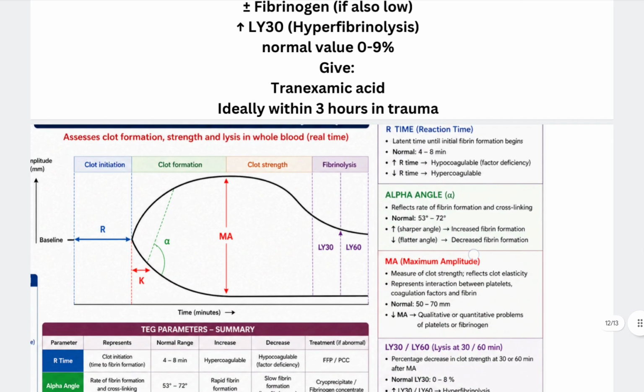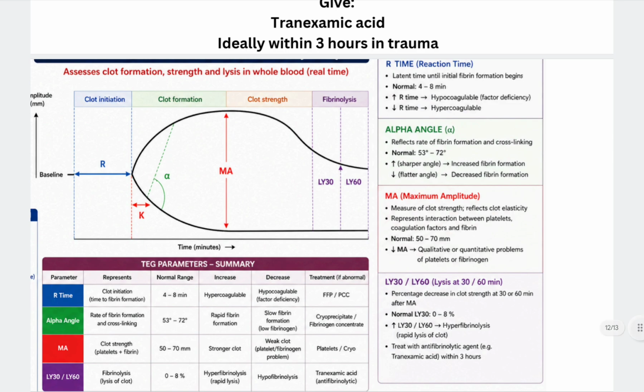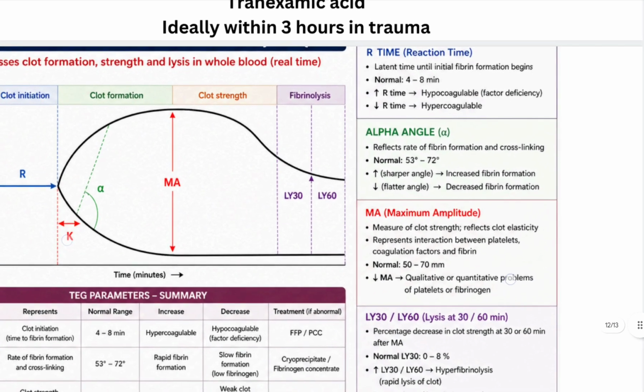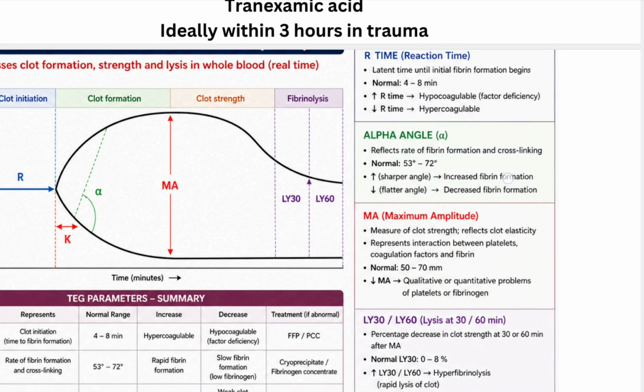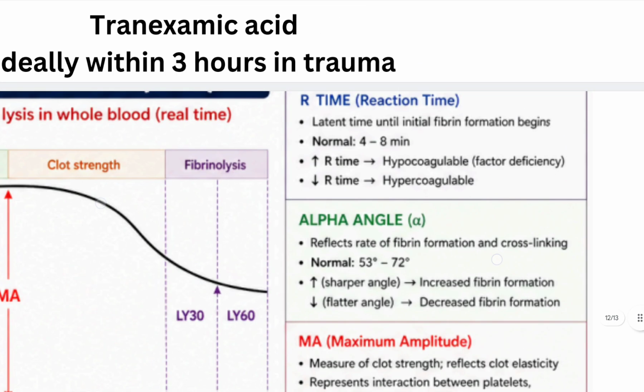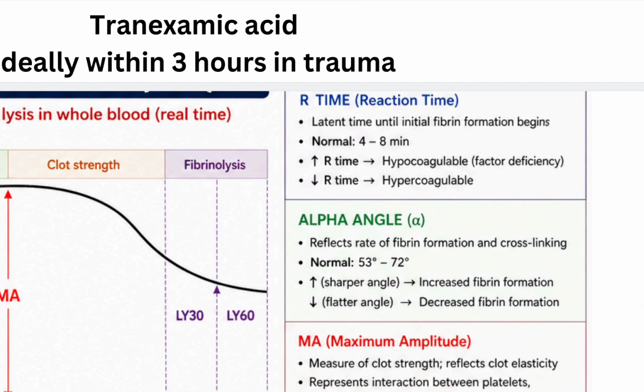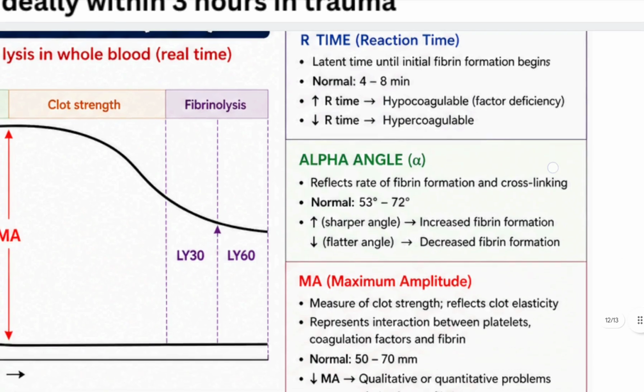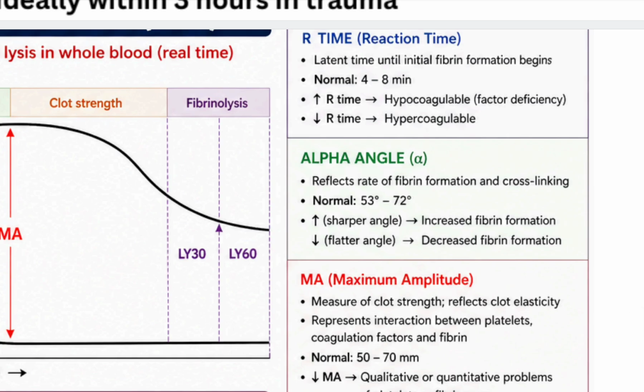So this is the graph showing our normal values. R is suggestive of clot initiation, alpha angle and K time show the rate of clot formation, maximum amplitude shows our clot strength, and there is fibrinolysis at 30 minutes and at 60 minutes. If there is an increase in R time, it shows hypocoagulation because of factor deficiency, and a decrease in R time shows a hypercoagulable state. The alpha angle reflects the rate of fibrin formation and cross linking. The normal value is 53 to 72 degrees.